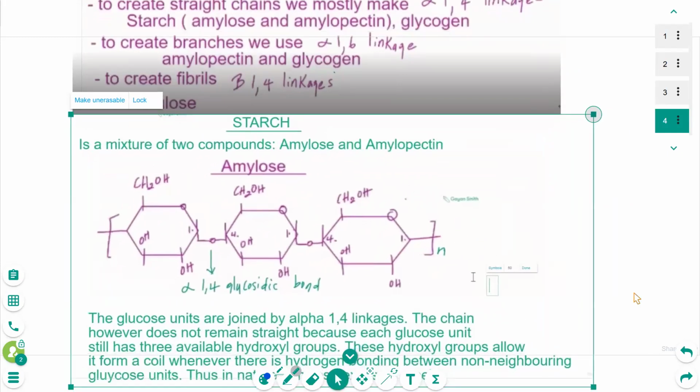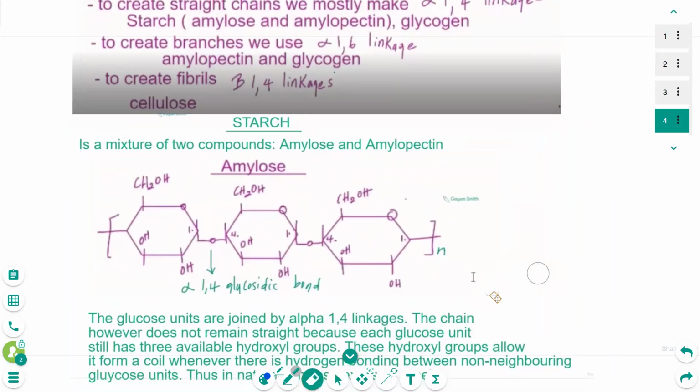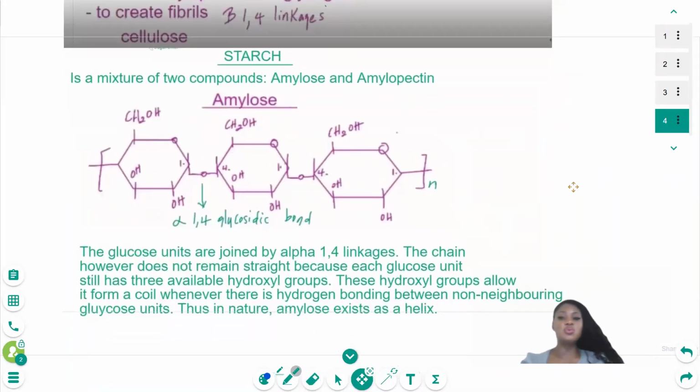All right. So let's talk some more about starch. Starch is a mixture of two compounds. One compound is amylose and the other is called amylopectin. So these two compounds mixed together makes starch. Now we're going to learn first about the first component in starch, which is amylose. All right. At the CXC level, we treated starch as just one substance, but now we know it better.